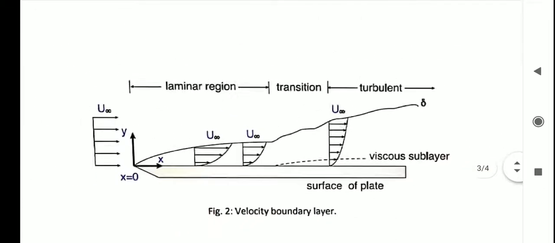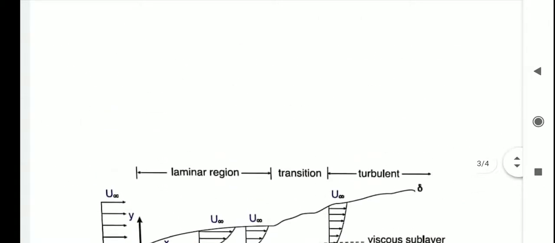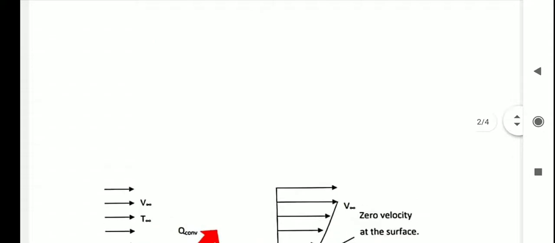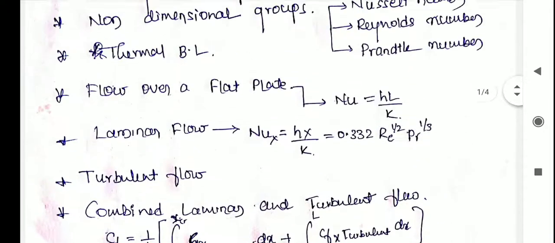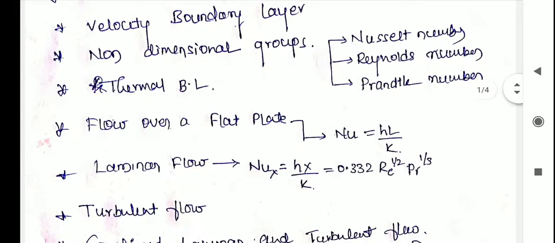Next one is non-dimensional groups. First one is the Nusselt number. It is denoted by h into D divided by k. Nu represents the enhancement of heat transfer through a fluid as a result of convection relative to the conduction across the same fluid layer. Nusselt number is over, and next one is the Reynolds number.